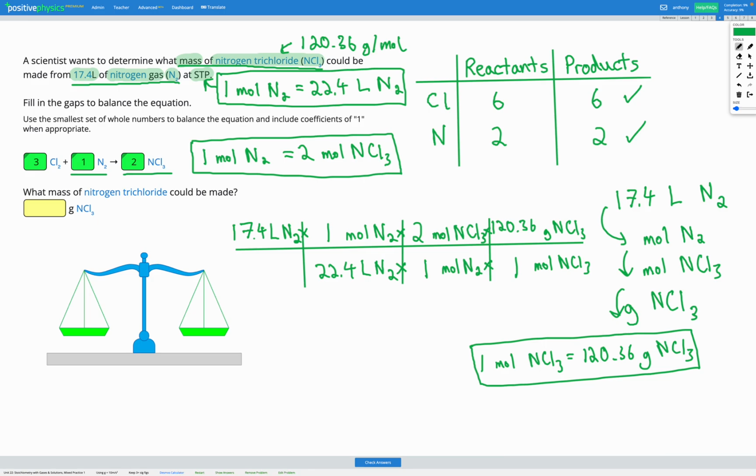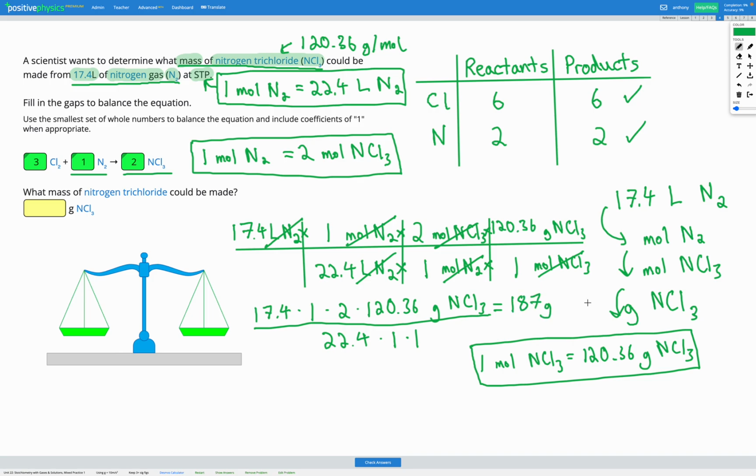And any units that are the same on the top and the bottom will cancel out. So our litres of nitrogen will cancel with our litres of nitrogen. Our moles of nitrogen will cancel with our moles of nitrogen. And our moles of nitrogen trichloride will cancel with our moles of nitrogen trichloride. So we're left with 17.4 multiplied by 1 multiplied by 2 multiplied by 120.36 grams of NCl3 divided by 22.4 multiplied by 1 multiplied by 1. So if we put that all on our calculator, we're going to get out an answer of 187 grams. So we can test that in our answer box over here.